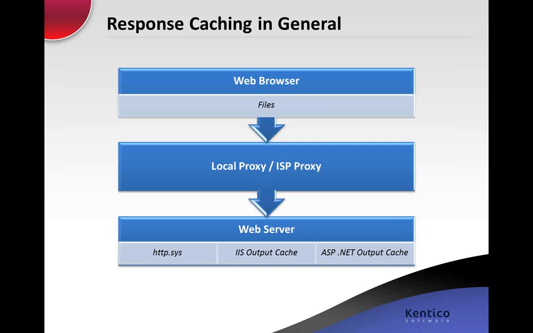As you may probably know, on the web server side, there are several levels where you can take advantage of caching. There is kernel mode caching on the level of the HTTP.sys driver. Then there is IIS output cache, which, as I understand, is a new feature coming with IIS 7. And then there is the standard ASP.NET output cache, which you probably use if you are using caching in Kentico CMS.